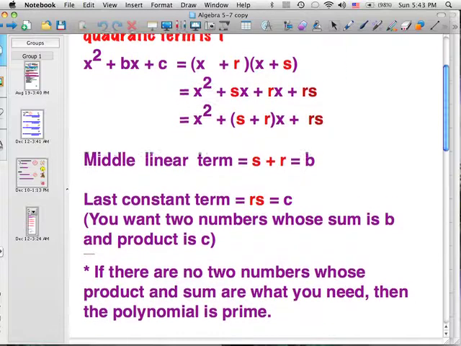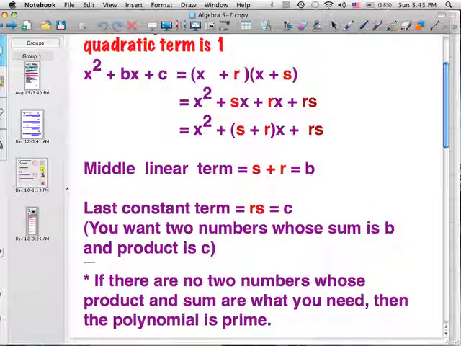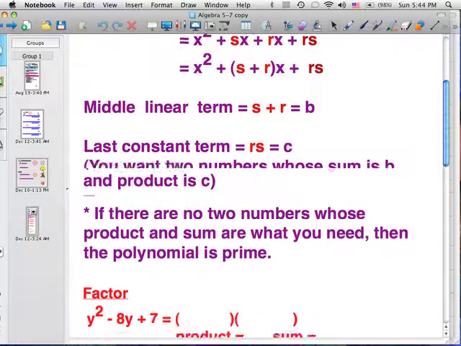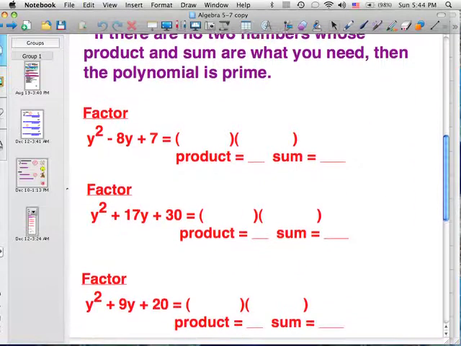So I can use a rule: I'm looking for two numbers, r and s, whatever they might be, that add up to the number in front of x in the original trinomial. And I'm looking for two numbers that, when I multiply them, I get the constant, the last number in the trinomial. And if you can't find any two such numbers that work, you call it prime. I think you'll understand it better when you watch the following problems.